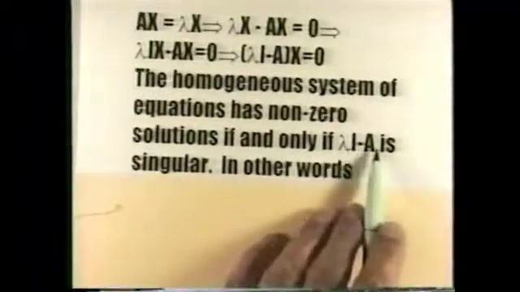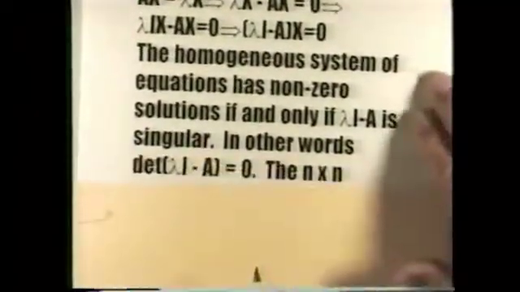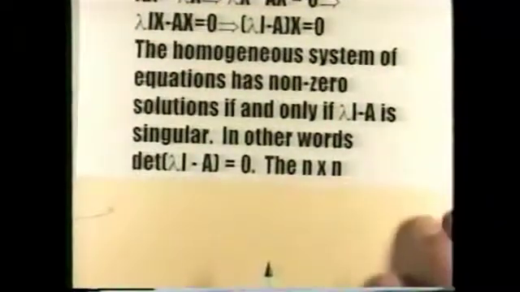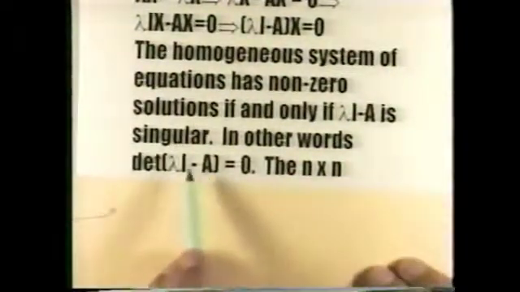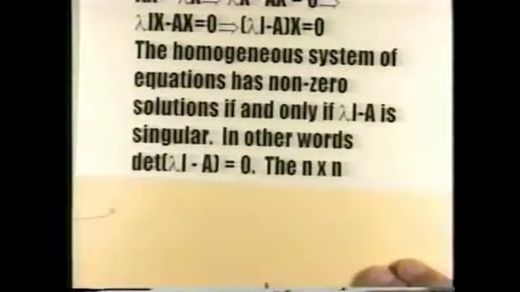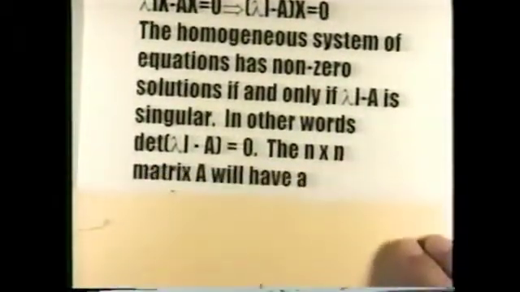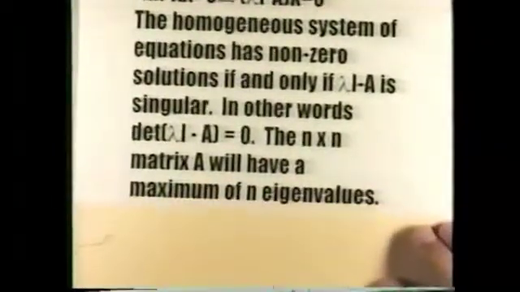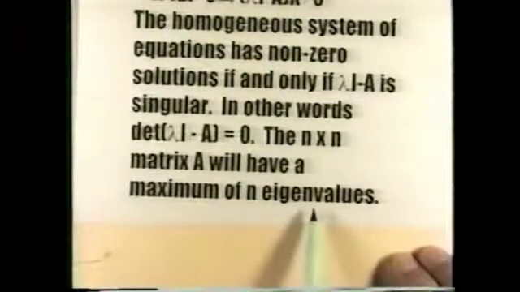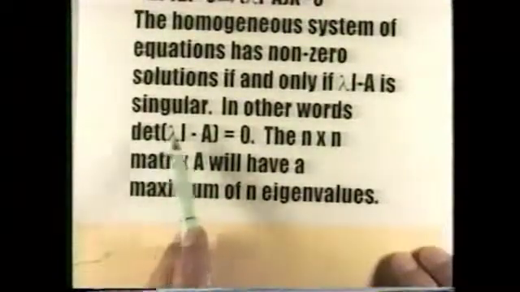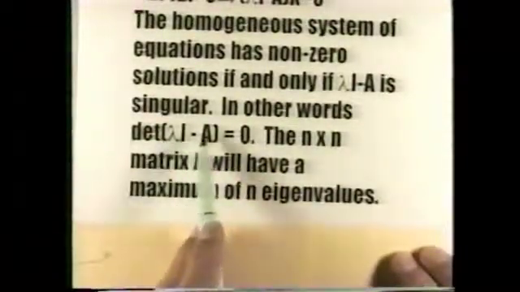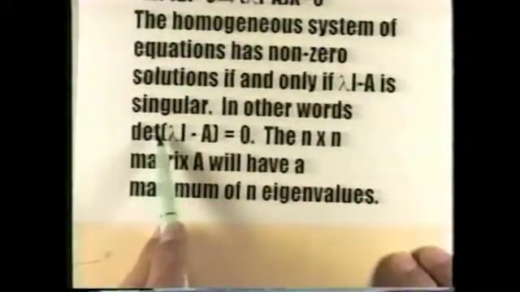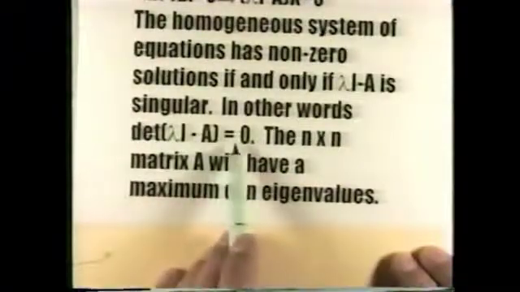Well, if lambda I minus A is singular, then the determinant of lambda I minus A is equal to 0. I proved that for you on the last tape. So the n by n matrix A will have a maximum of n eigenvalues if we can find a value lambda such that the determinant of lambda I minus A is equal to 0.